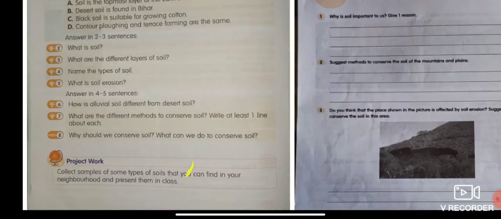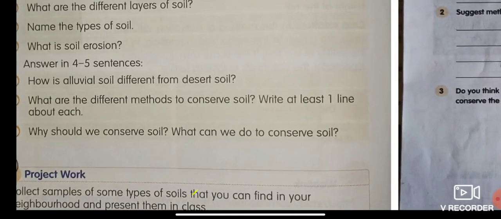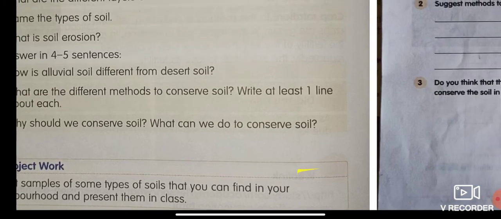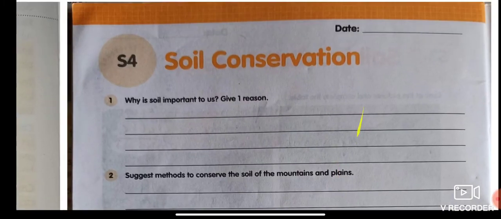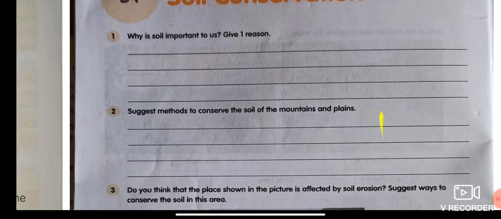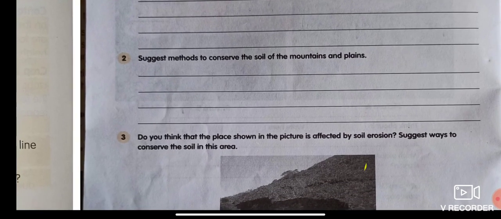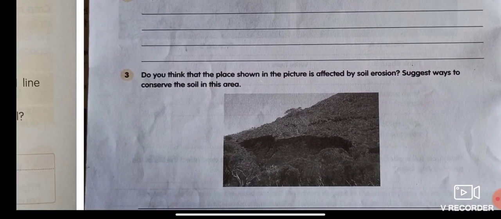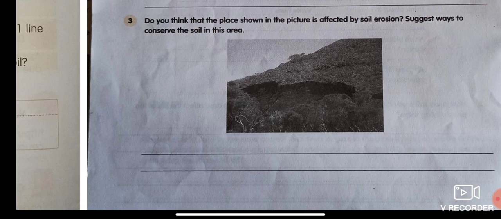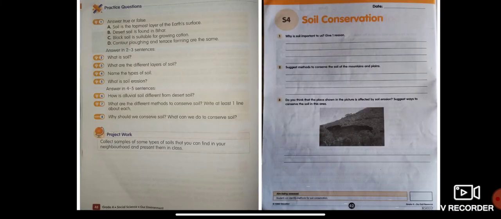Now, things to do: you have to complete your practice question number 8. Why should we conserve soil, and what can we do to conserve soil? Along with your worksheet S4: why is soil important to us? Give one reason. Suggest a method to conserve the soil of the mountains and plains. And do you think that the place shown in the picture is affected by soil erosion? Suggest a way to conserve the soil in this area. This is your work for today, so please do it along with practice question number 8.